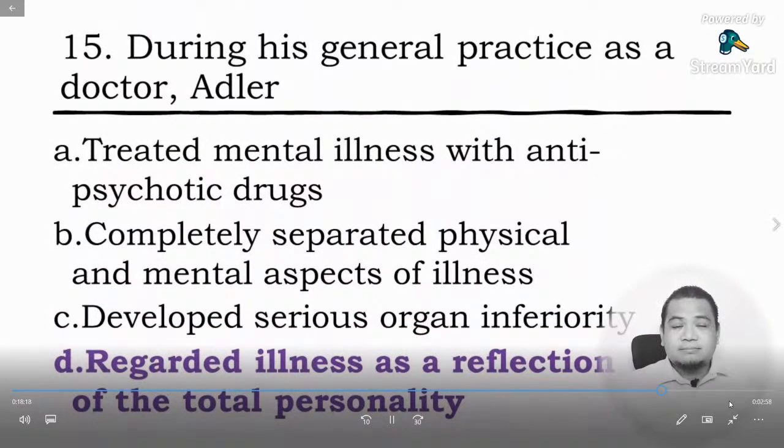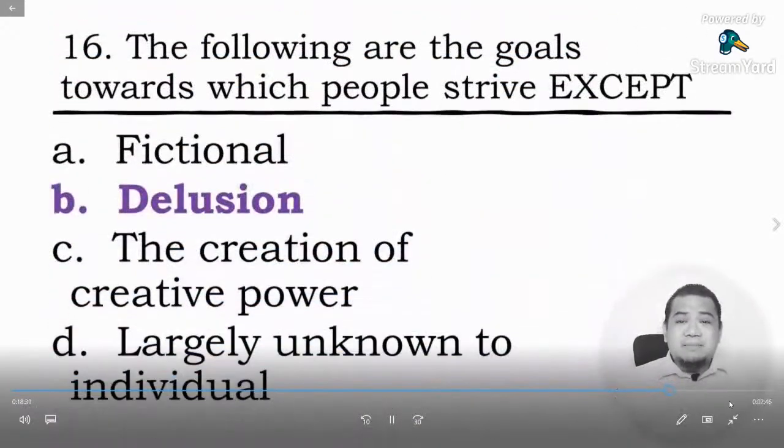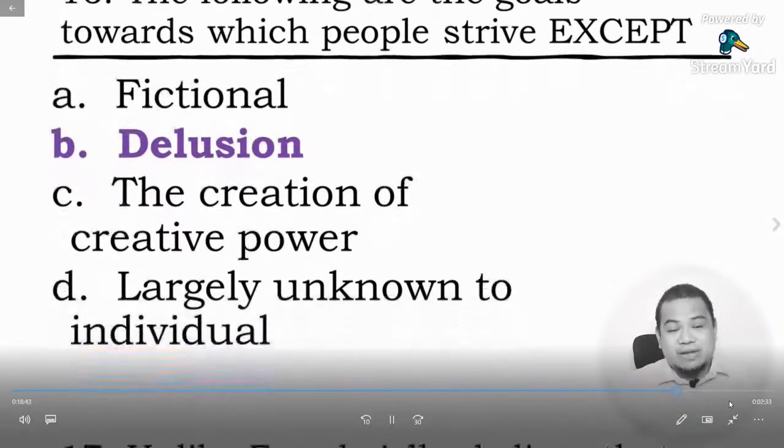Number 15. During his general practice as doctor, Adler, letter D, regarded illness as a reflection of the totality of personality. Number 16. The following are goals toward which people strive except letter B, delusion. Of course, no one strives to be delusional.